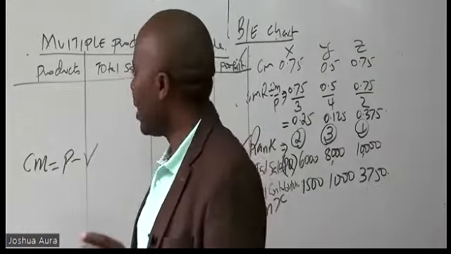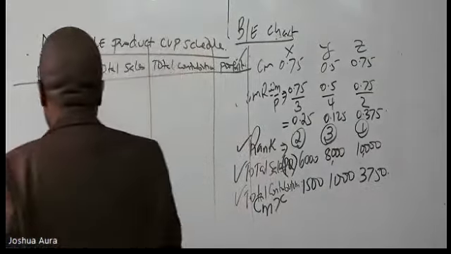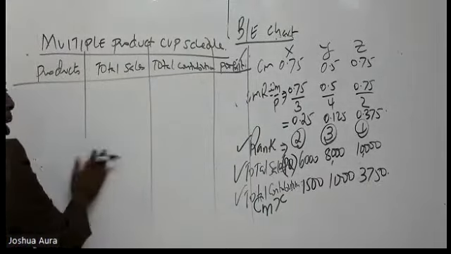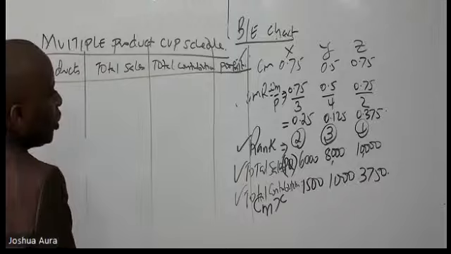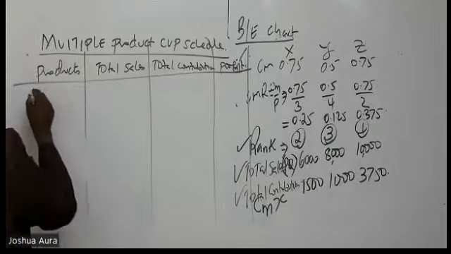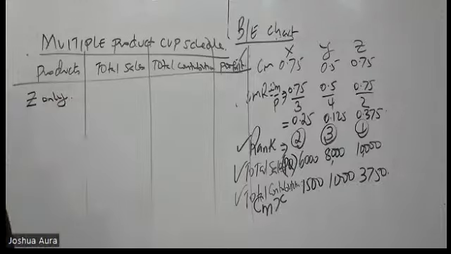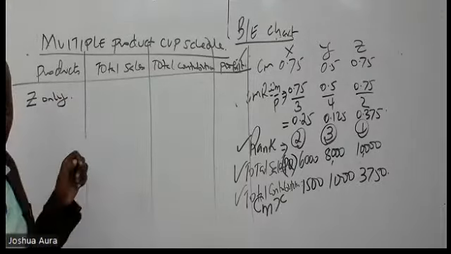Great. So ladies and gentlemen, from there, now come and give us the product. You start with the best ranked. So the best ranked is which one here? It is Z. So we produce Z only. We start with the best ranked.